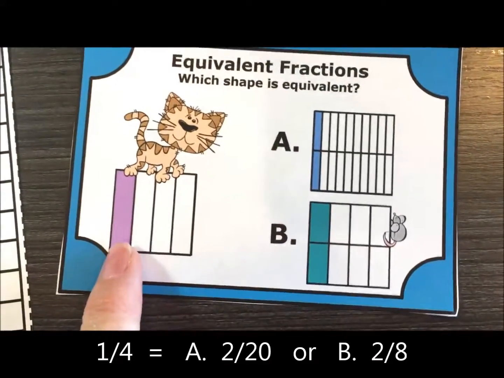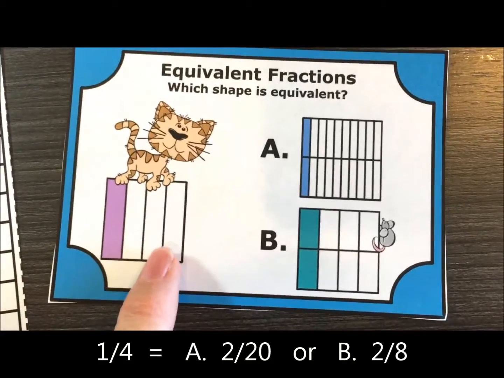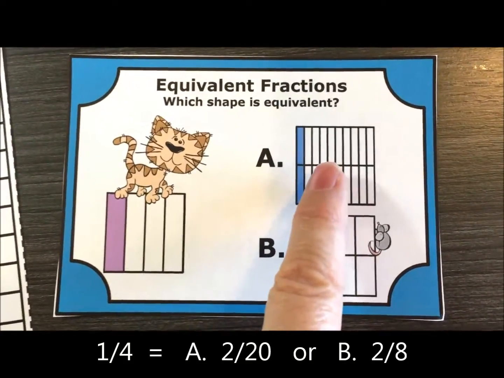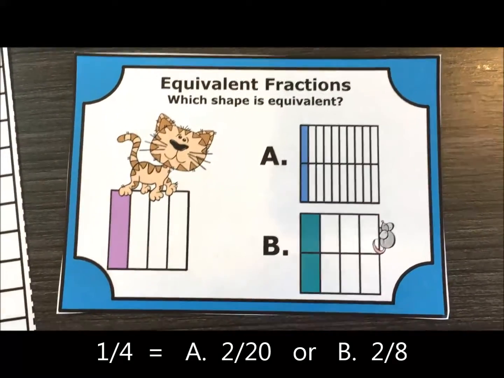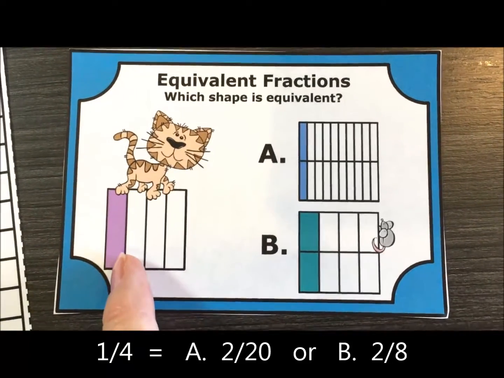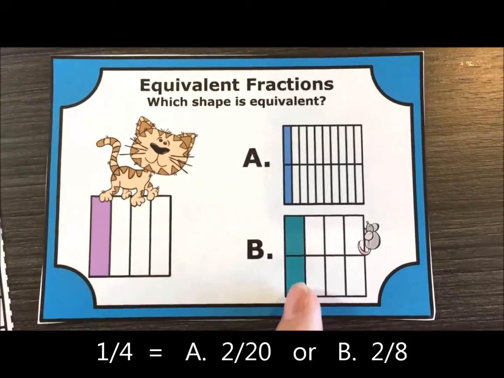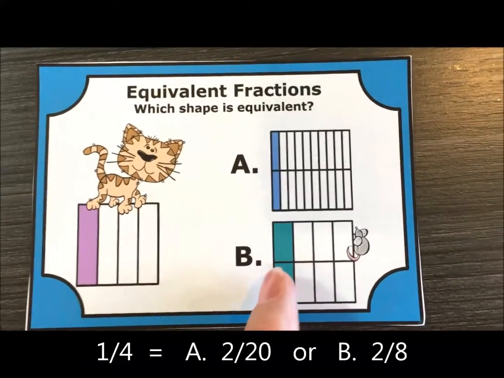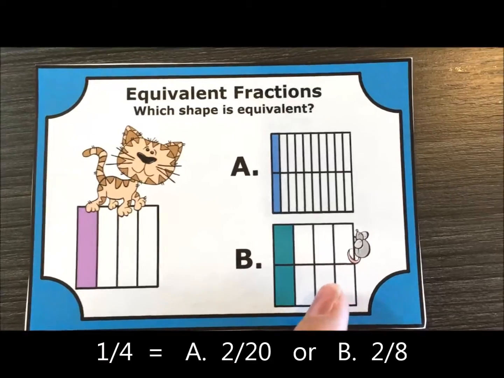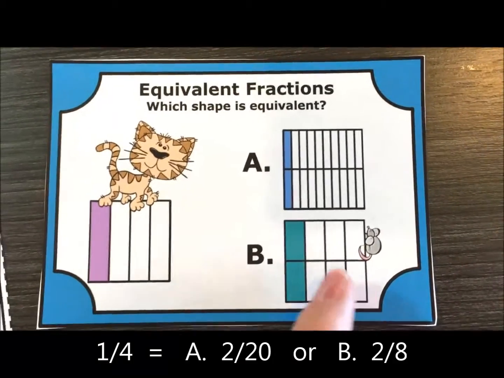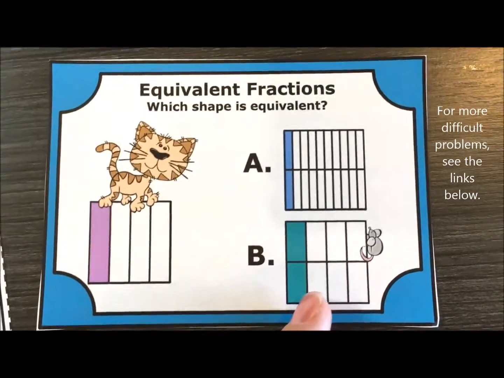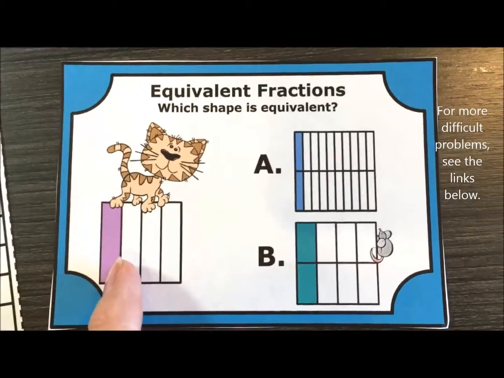We have 1 part shaded in out of 1, 2, 3, 4. This is 1/4. Is it equivalent to A or to B? It appears that this size and this size are the same, so it would be the same as B. 1, 2, 3, 4, 5, 6, 7, 8. We're working in eighths. How many are shaded in? 2. 2/8 is equal to 1/4.